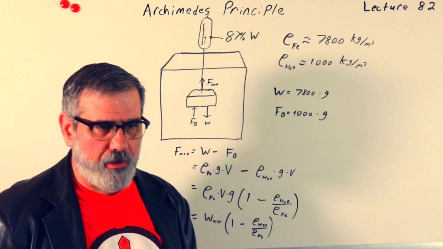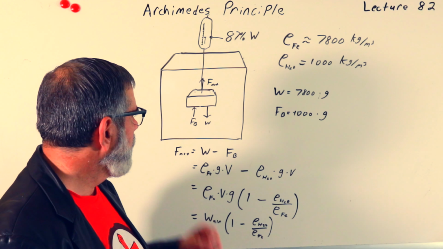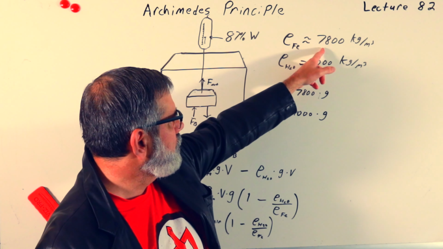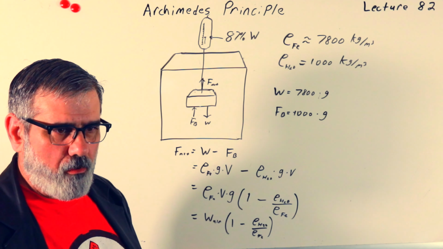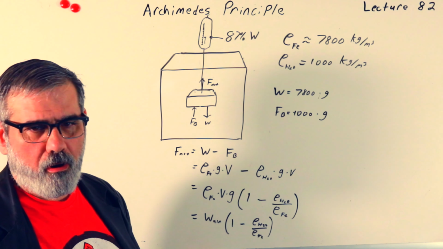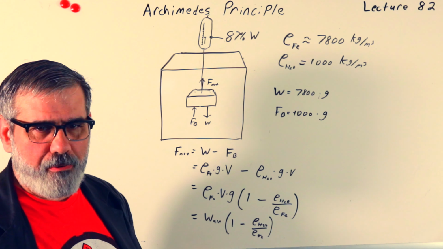And that's what we're actually going to talk about next, because here we have a material that is more dense than water, right? 7,800 versus 1,000. So what if we put in a material which is less dense than water instead of more? What's going to happen now?